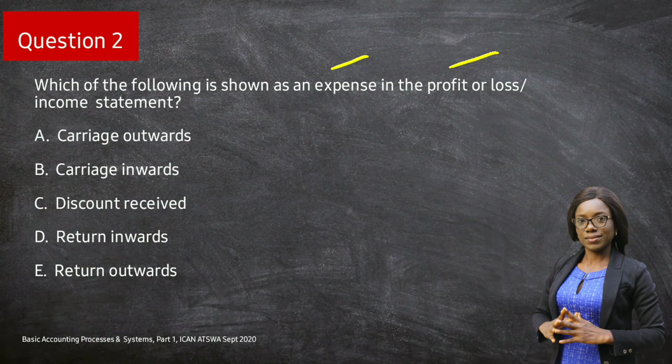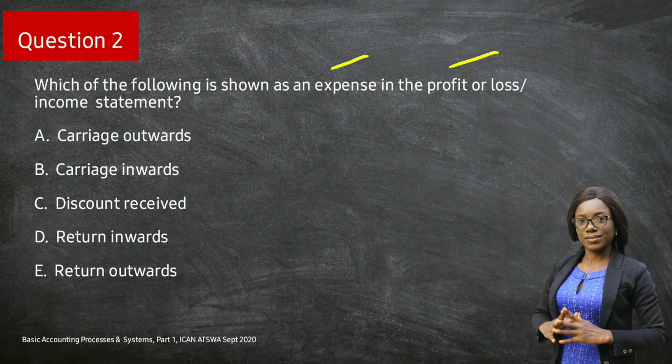Now we look at option A, which is the only one left. Carriage outwards is also referred to as freight out, transportation out or delivery expense. Now, this is an expense and it is related to the profit or loss account. The cost of carriage outwards should be reported on the income statement as an operating expense in the same period as the revenue from the sales of goods.